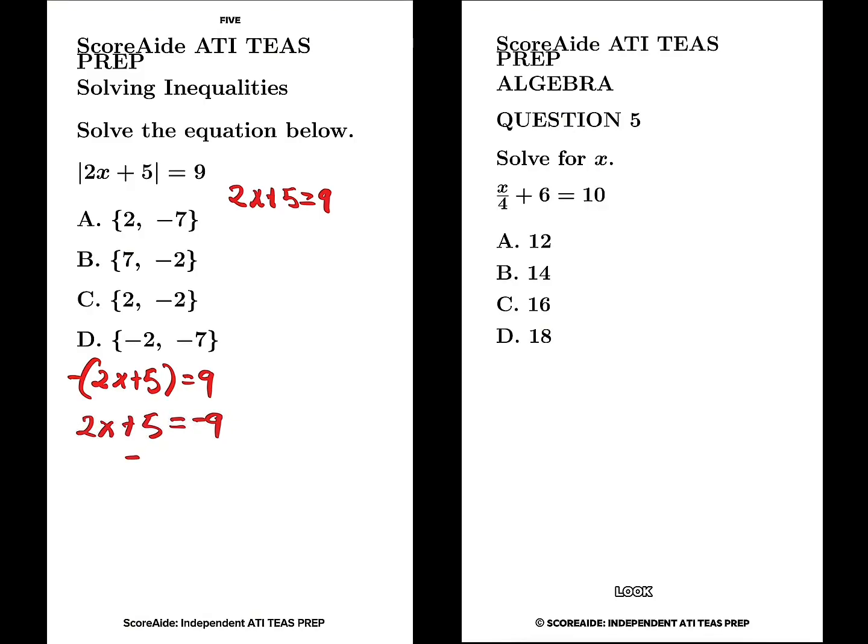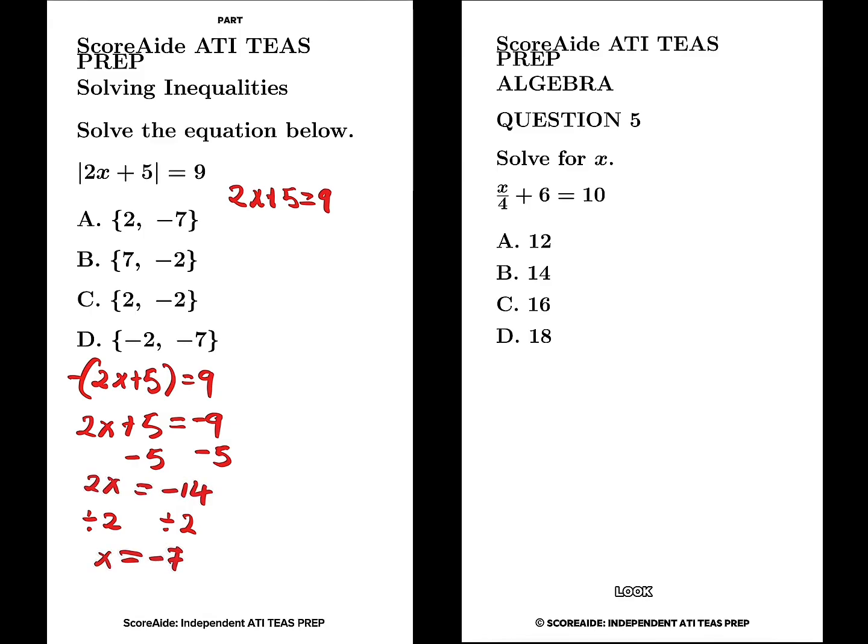So we subtract 5 from both sides now, and we are going to be left with 2x is equal to negative 9 minus 5, which is going to give us negative 14, right? And we divide both sides by negative 2, and we're going to have x equal to negative 7. So that's the first value.